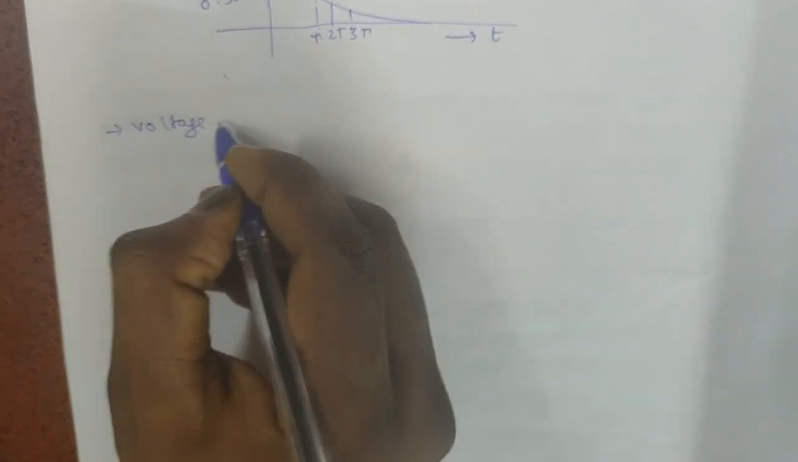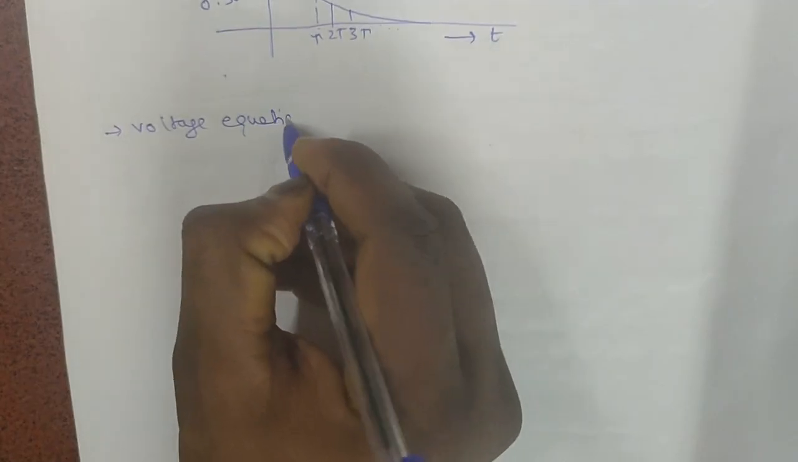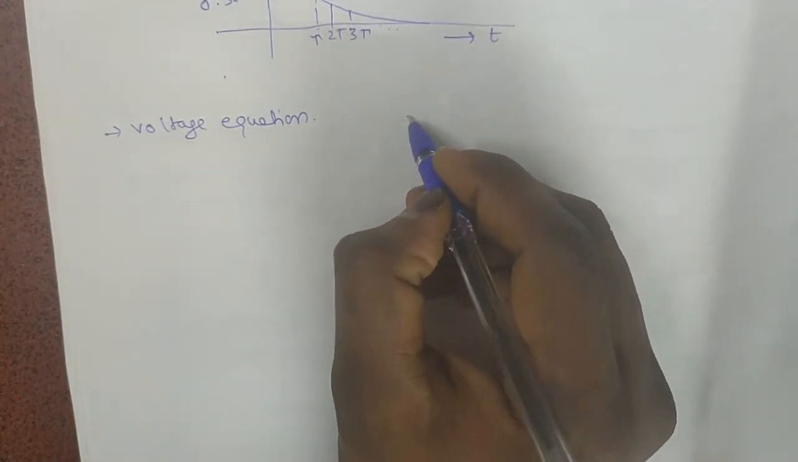Let us write the voltage equation for the circuit.